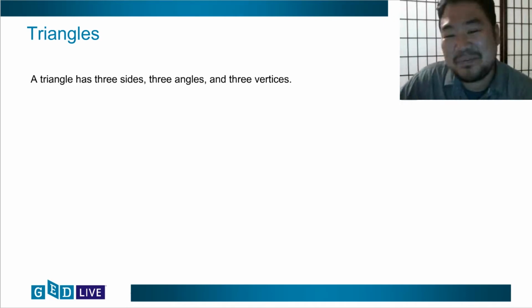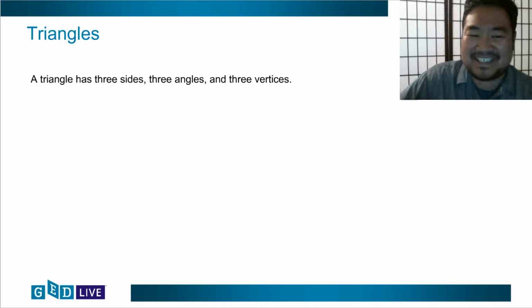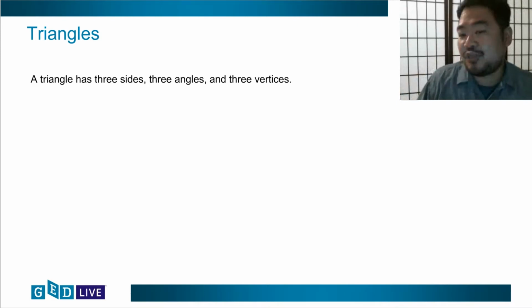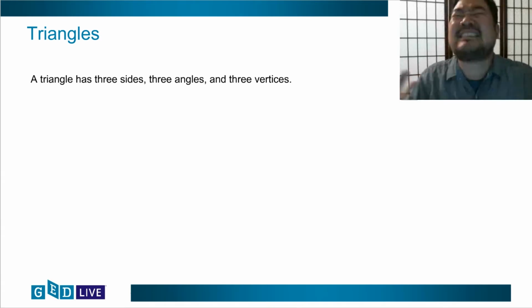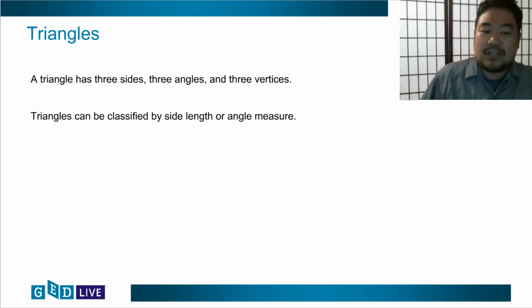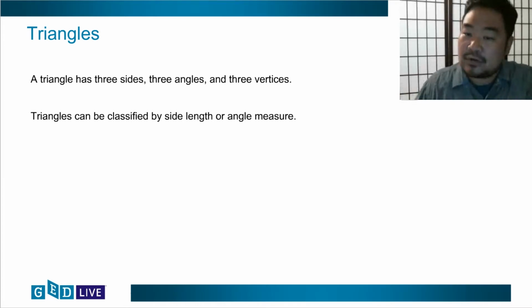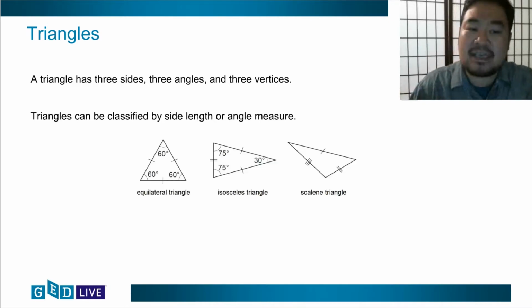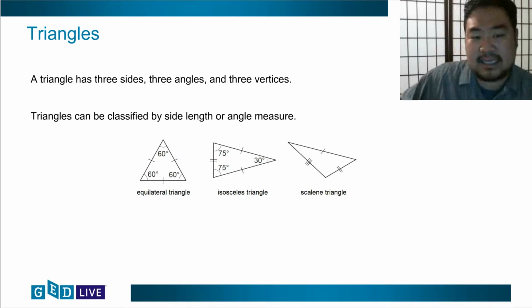So with that, first thing we're gonna look at is triangles, everybody. A triangle, remember, is a geometric figure that has 3 sides, 3 angles, and 3 vertices, or the less technical term would be 3 corners of a triangle. Triangles can be classified by either side lengths or angle measurements. So there are 2 different ways that triangles can be classified. One of those, listed here, is by the side lengths.